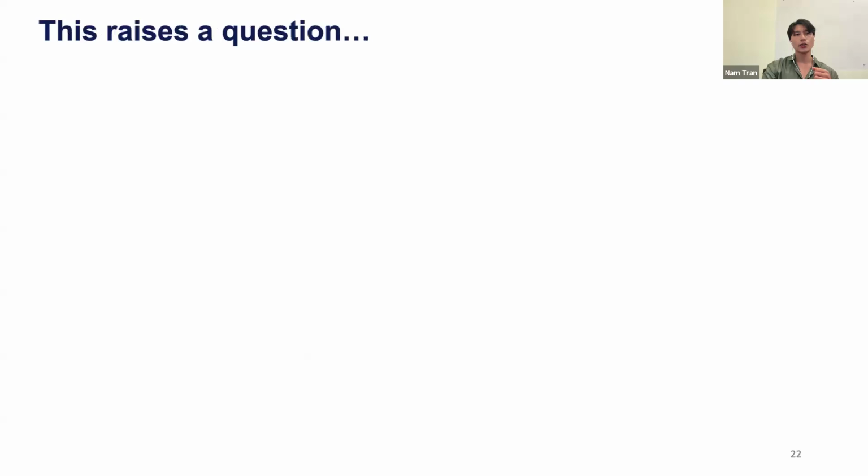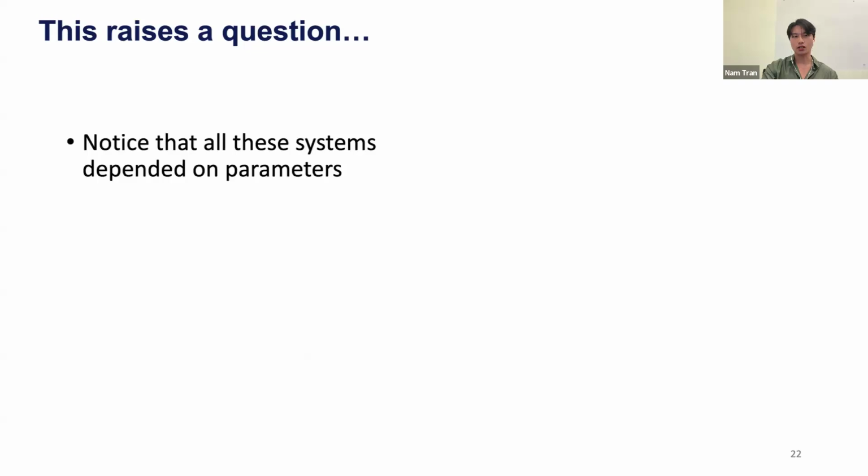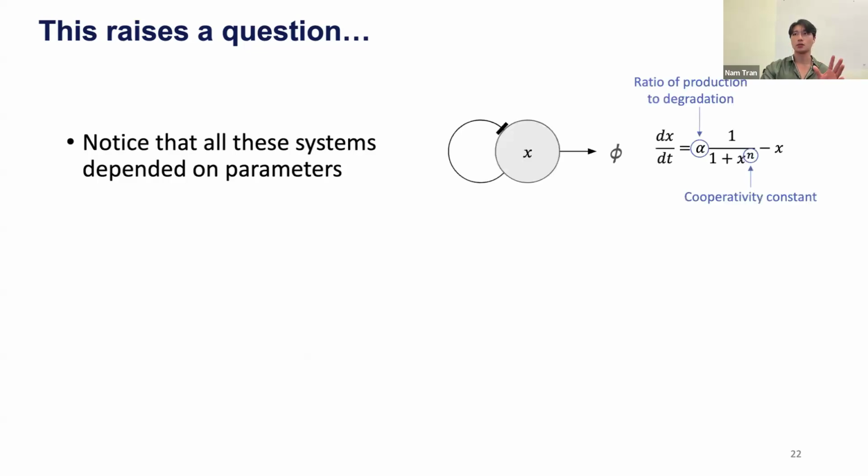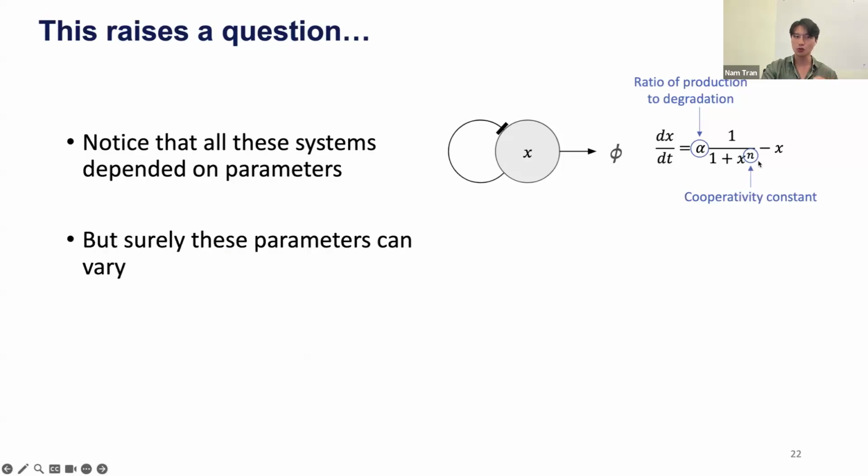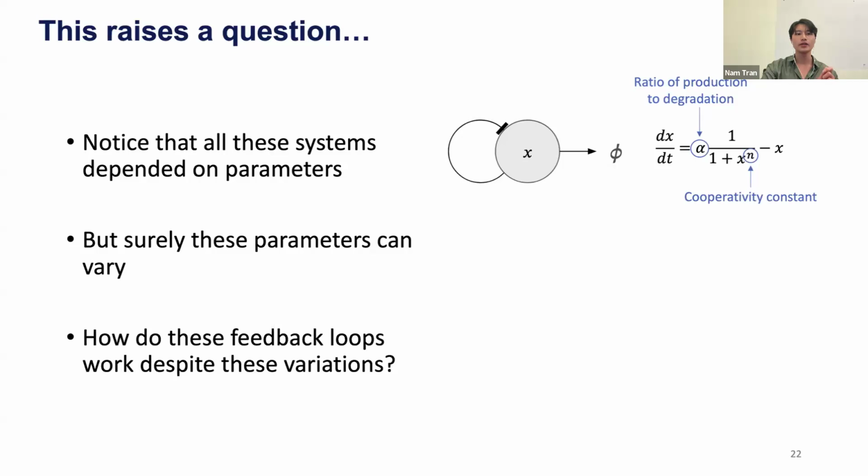So throughout all these three examples, this raises a question. All these systems depend on parameters. So if I pull back one of the examples, here's negative autoregulation with its equation we've just set up. It depends on alpha, which is the ratio of production to degradation, and n, the cooperativity constant. But surely these parameters can vary. They're not the same at all times in all cells. So how do these feedback loops work despite these variations?